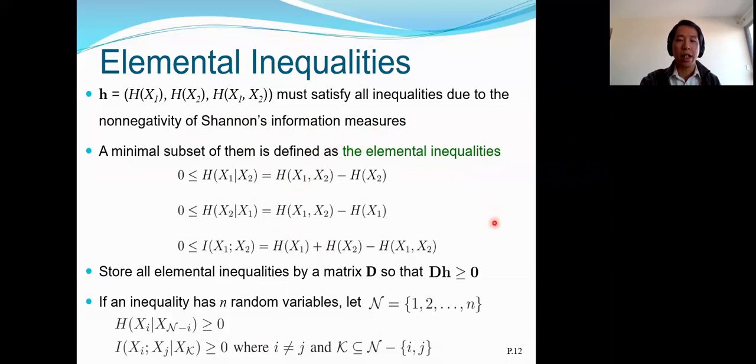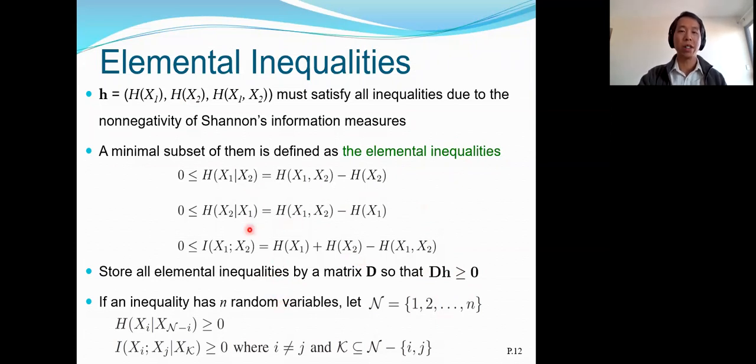And then in this case, we will construct a matrix D to store these elemental inequalities. The way is just like how we store B here. For example, the first one, we don't have the entropy of x1, so we store the vector 0, -1, +1 as the first row in D. And then the second row is -1, 0, +1. And then the last one, of course, is 1, 1, -1, into the matrix D.